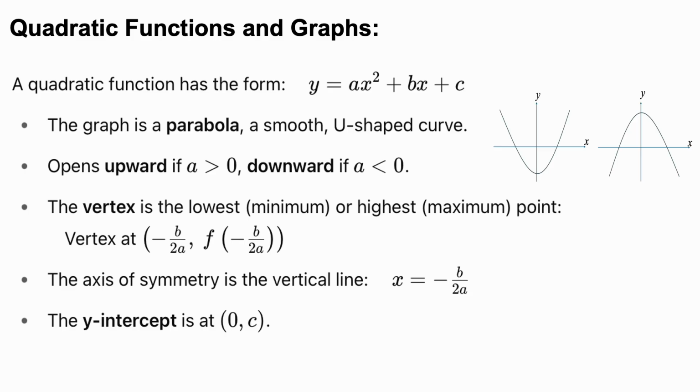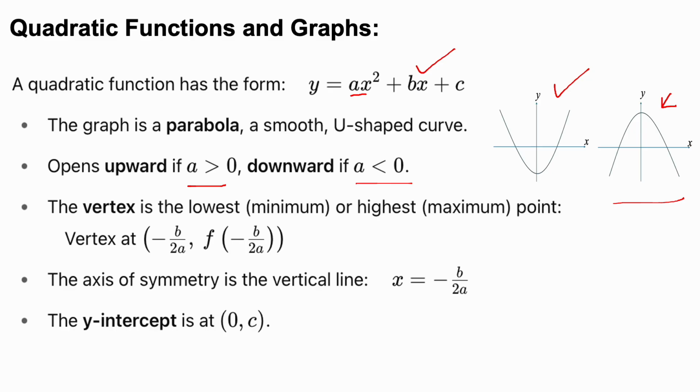Now let us dive into quadratic functions and their graphs. A quadratic function looks like y = ax² + bx + c. If you graph it, it is a smooth U-shaped curve called a parabola. It opens upward if a is positive, and if a is negative, it opens downward, as shown in this figure.